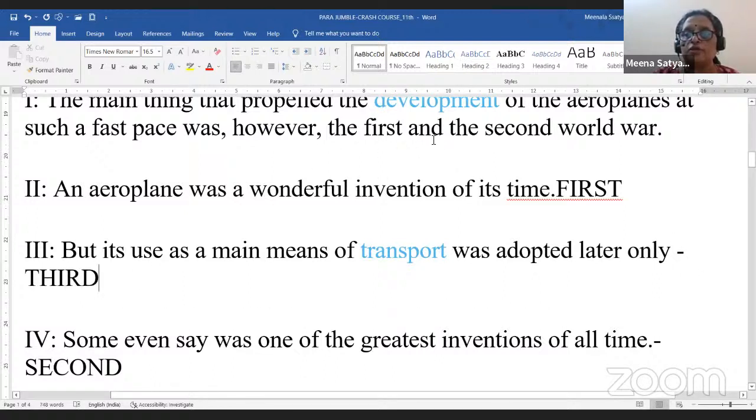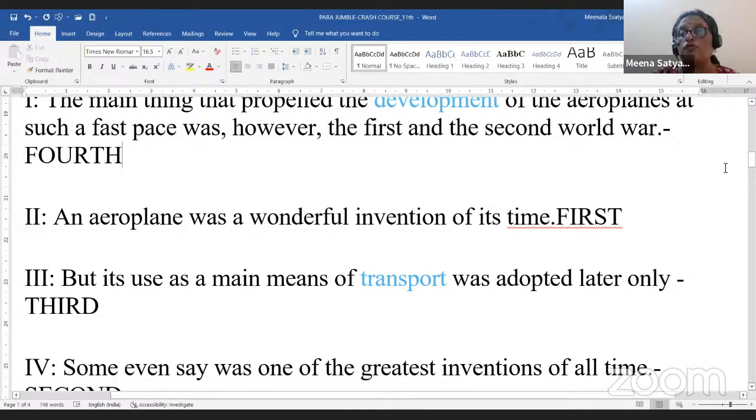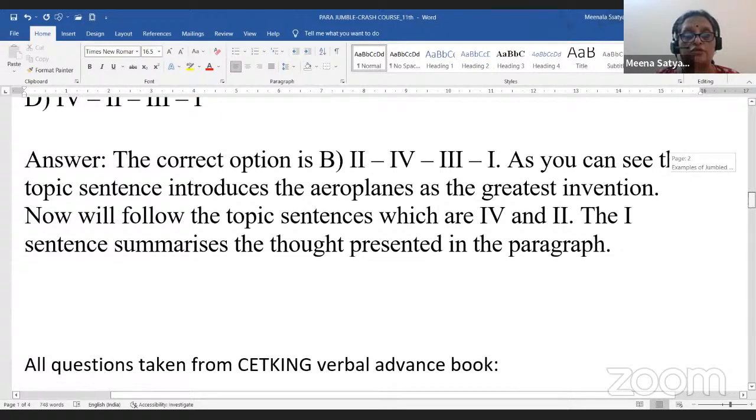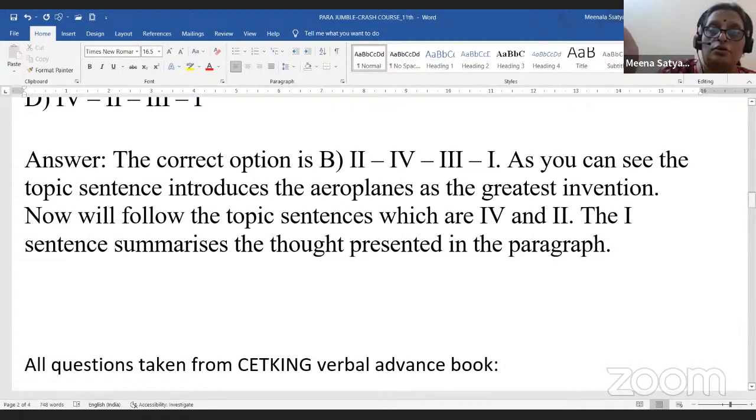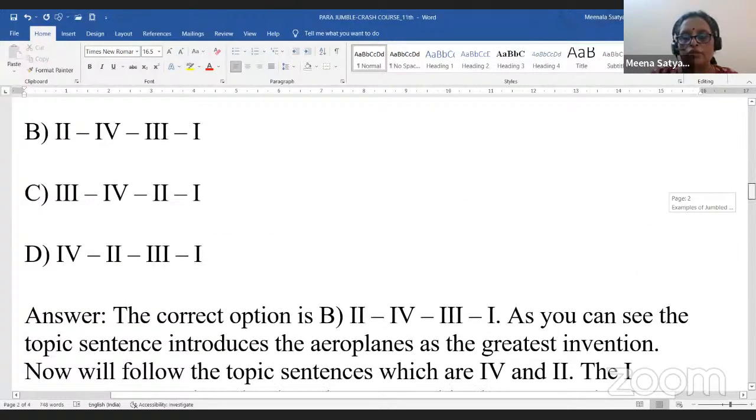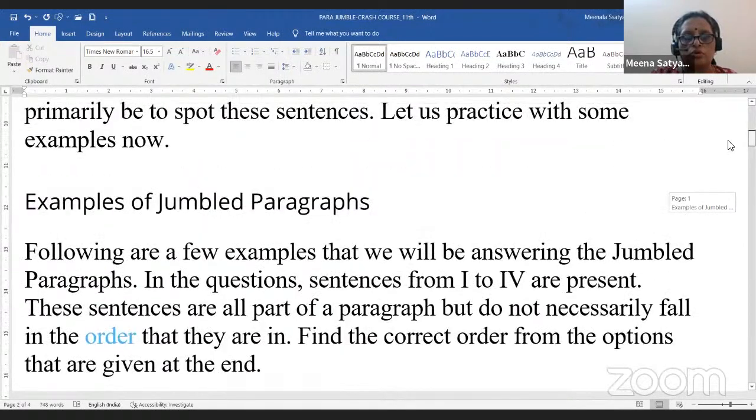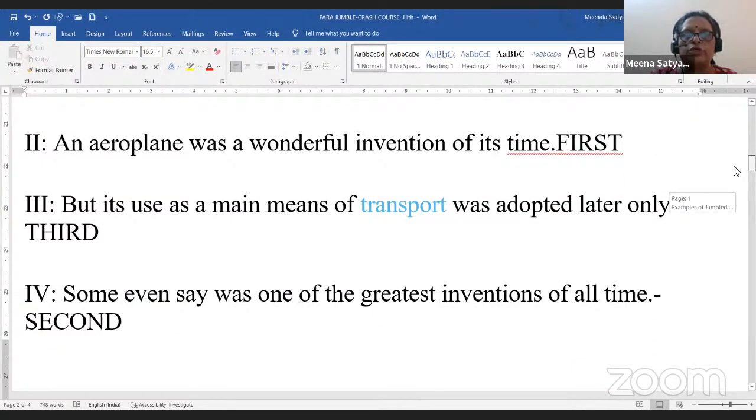And then the fourth says the main thing that propelled the development of the aeroplanes at such a fast pace was the First and the Second World War. So this is the fourth. Now we'll see what explanation he has given us. The topic sentence introduces the aeroplane as the greatest invention. Now we'll follow the topic sentences. The topic sentence was the aeroplane, and then it is this, that is 4. The second one was, it developed because, 4, 2, and then what was the answer over here? B. Yes, the second one was 4th, the third one was 3rd, and the last one is 1.